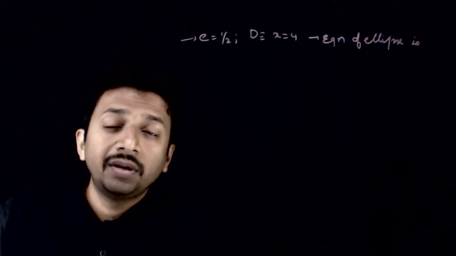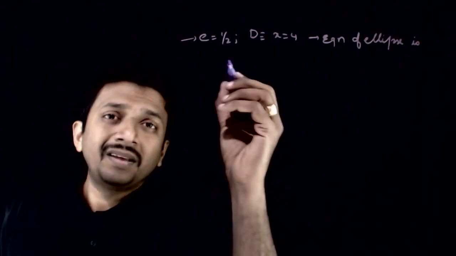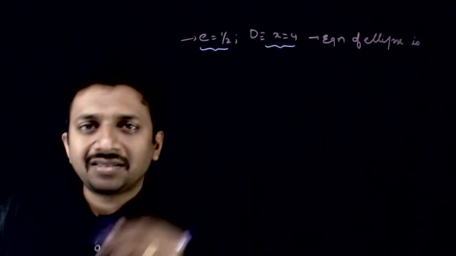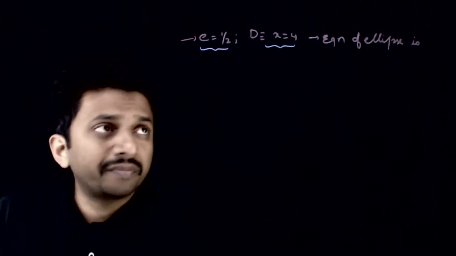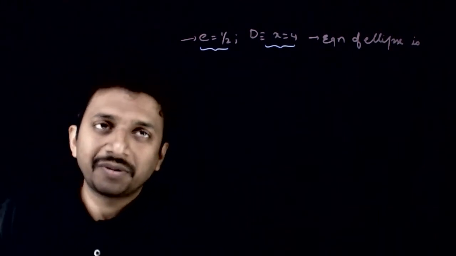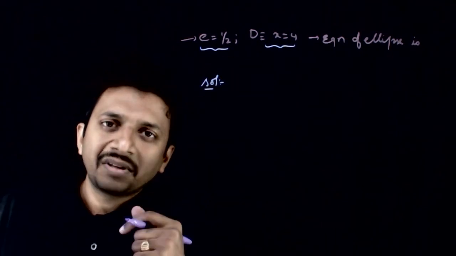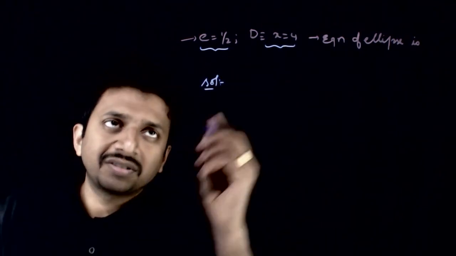So welcome students. In this question, you're given that for an ellipse, eccentricity is equal to half and the directrix is x is equal to 4. In that case, what is the equation of the ellipse? So let us write the equations corresponding to these conditions.